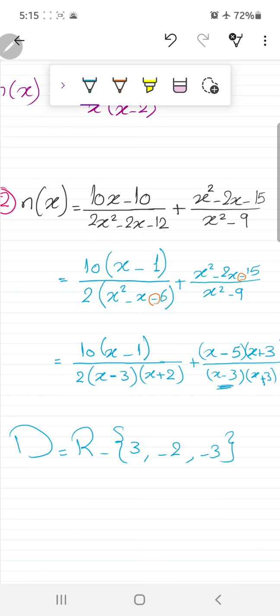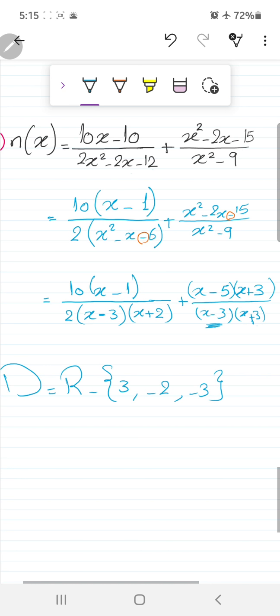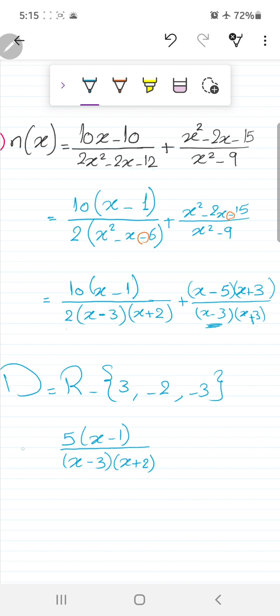Okay, then reduce or remove the common factor between denominator and numerator. Here we have 10 divided by 2, which is 5. And write x minus 1 over x minus 3 times x plus 2. Okay.